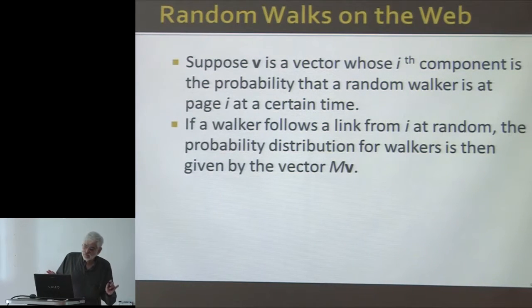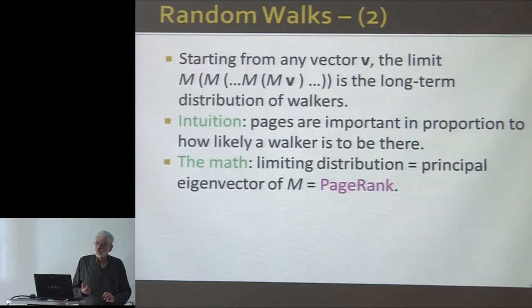Anyway, this is sort of what I've been saying all along: you can think of a surfer walking on the web. If V is the current distribution of the probability that the walker is at a certain page, then the matrix M multiplying the vector V, the multiplication on the left, will be the distribution of the walker or walkers at the next time step.